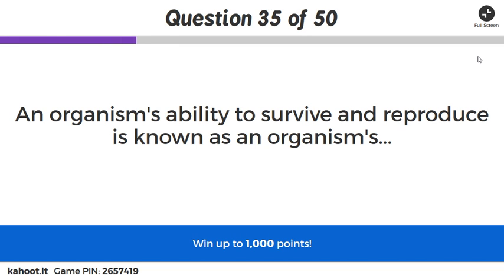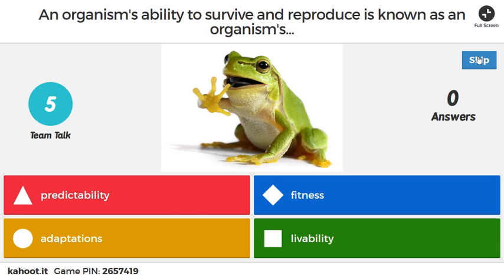An organism's ability to survive and reproduce is known as an organism's what? In class, we talked about this. We said it's not just about surviving, it's also about reproducing, and we gave a name for that. What is that?